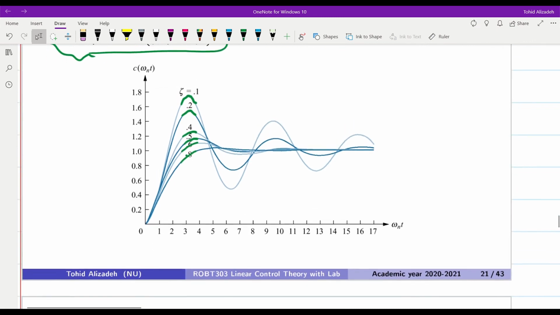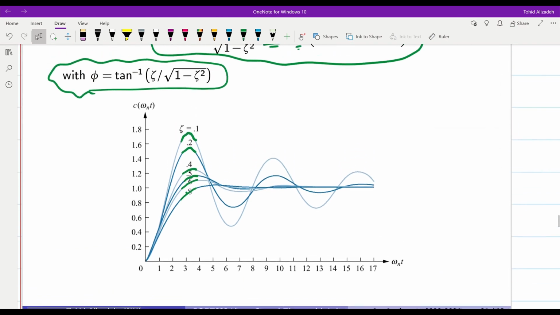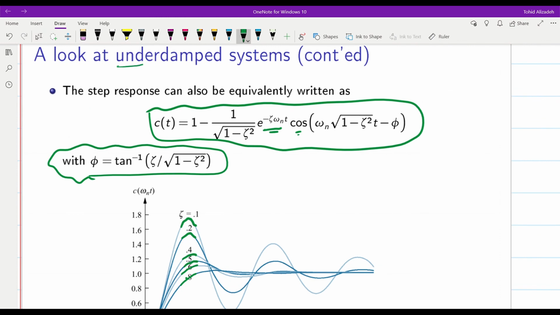So that's how the step response of the second order system in the underdamped case looks like, and you can see that it all depends on the value of zeta. And we again assume that zeta is between 0 and 1 in this case. In the next lectures, we will have a look at how the step response parameters of the second order systems will be defined and how they could be calculated.